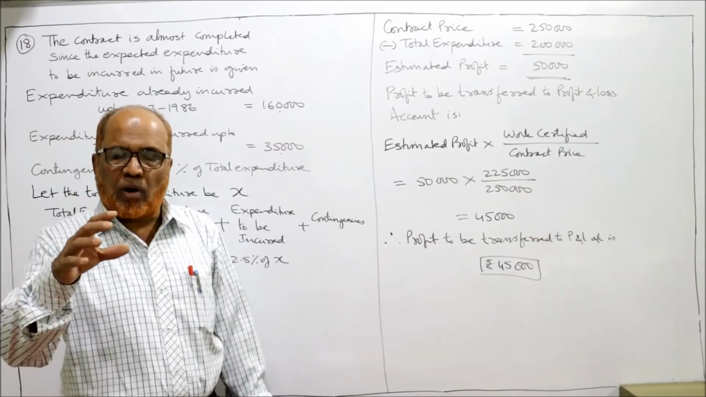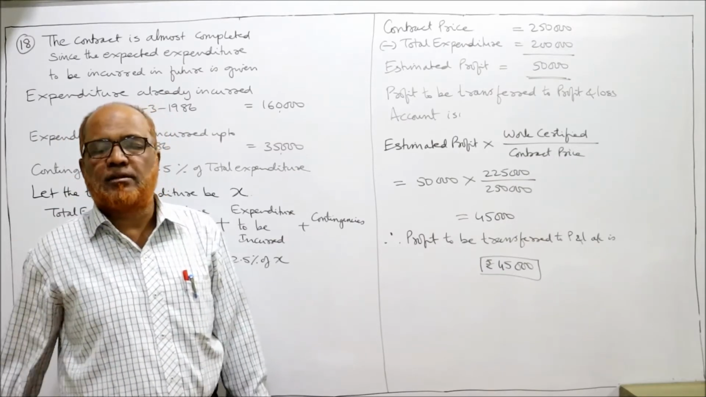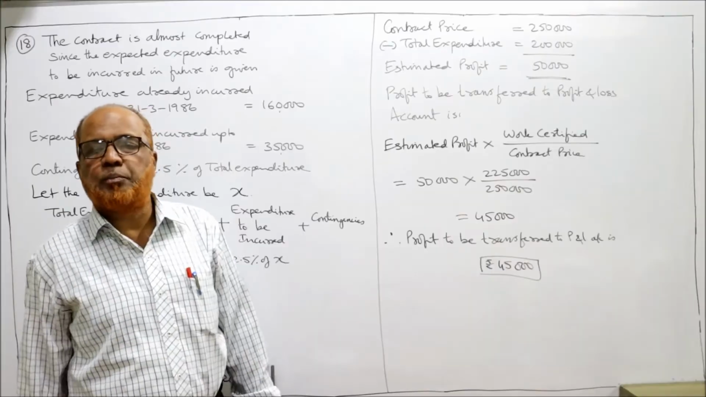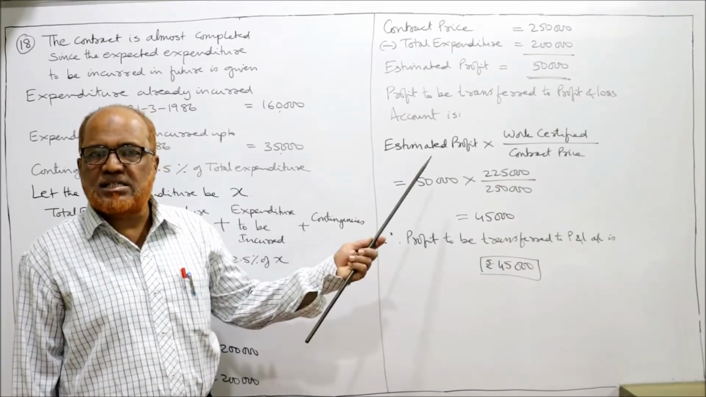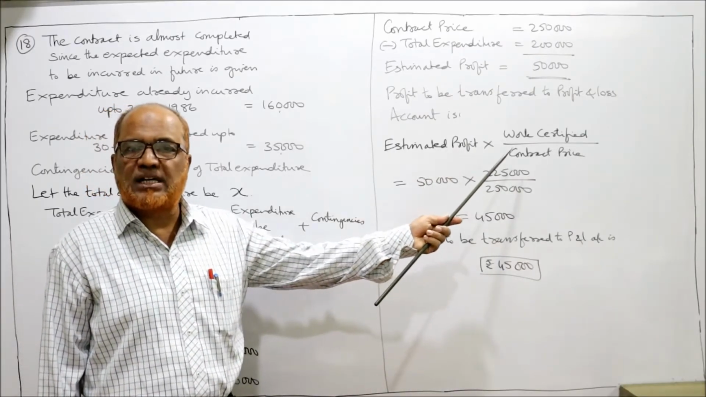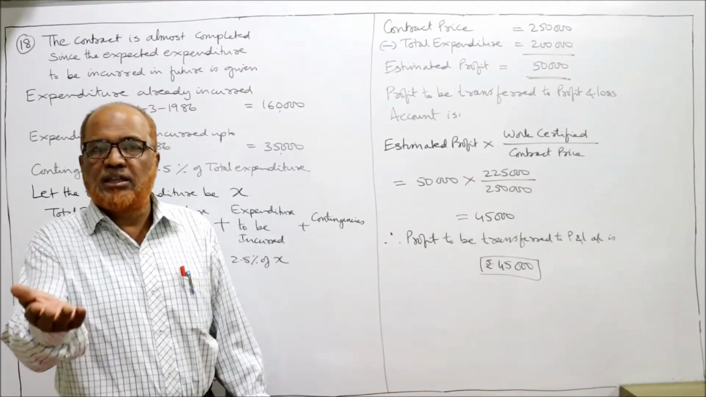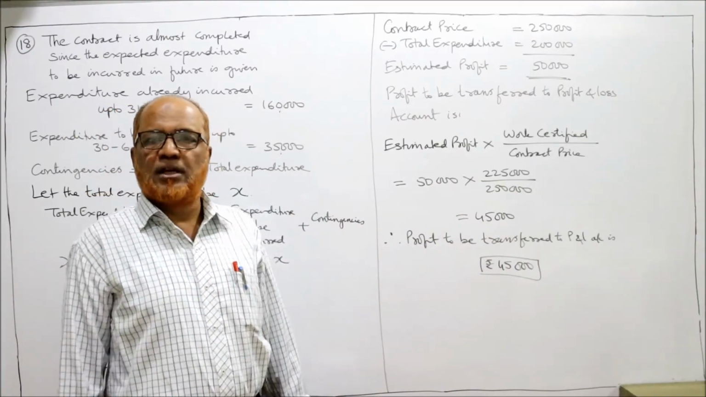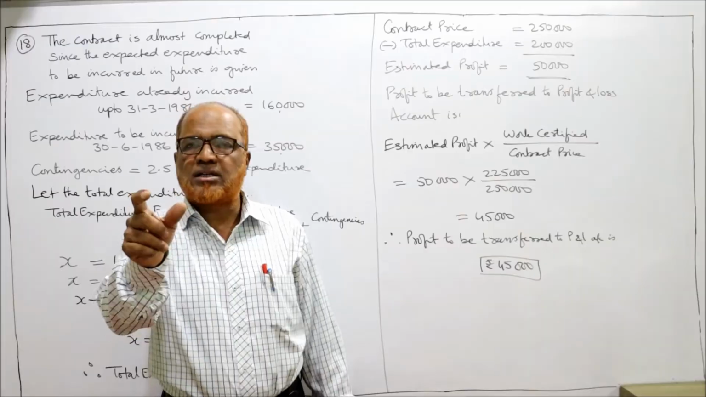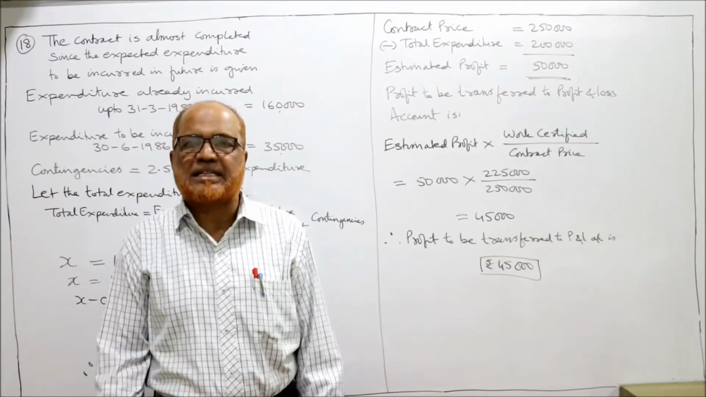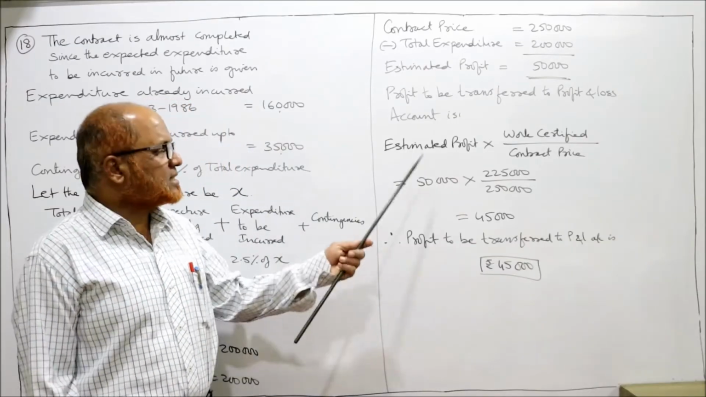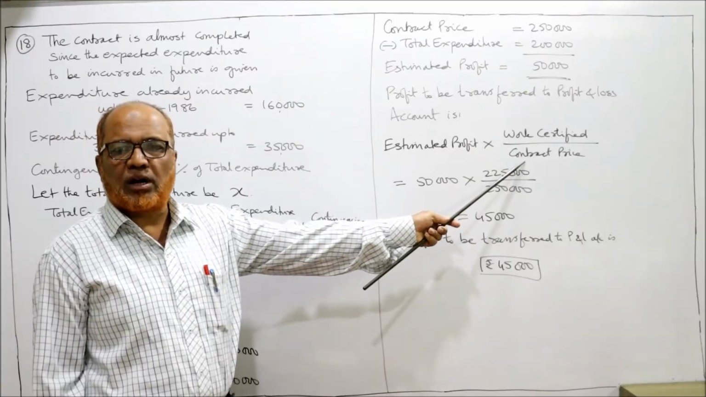Since the contract is almost completed, the profit to be transferred to P&L account is estimated profit into work certified by contract price. In the previous problem also we have applied. This formula will be applied when the contract is almost completed, right? So estimated profit into work certified by contract price.